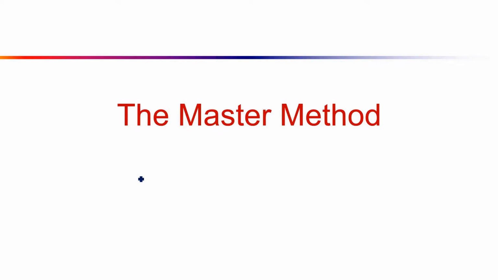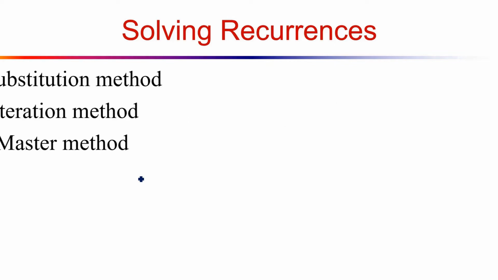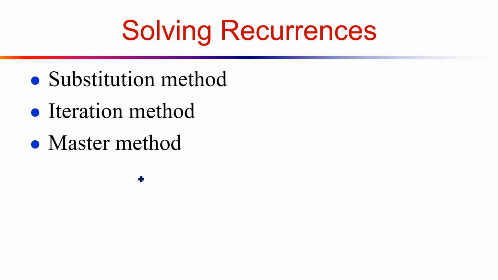Hello everyone, today we are going to discuss the master method. The master method is frequently used to solve recurrence relations, so it is important for analysis of computer algorithms. Let's start. There are three common techniques for such complexity analysis: substitution method, iteration method, and the master method. In this video, we will use the iteration method to derive the master method.